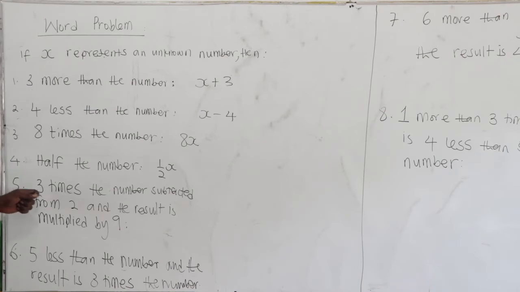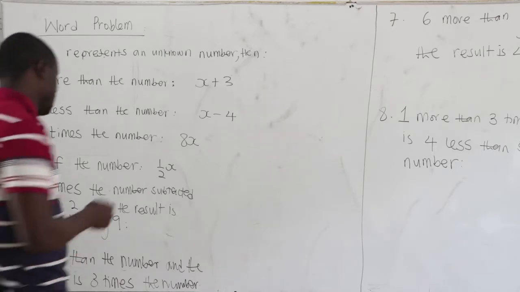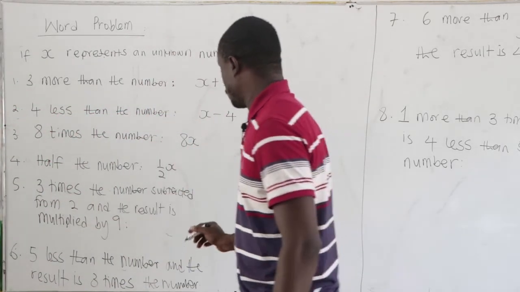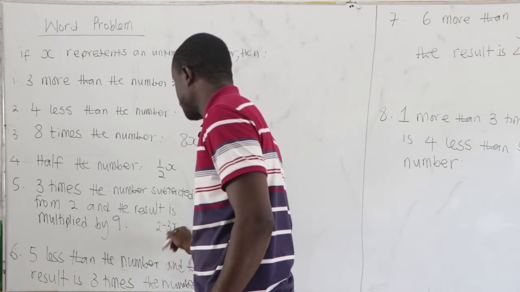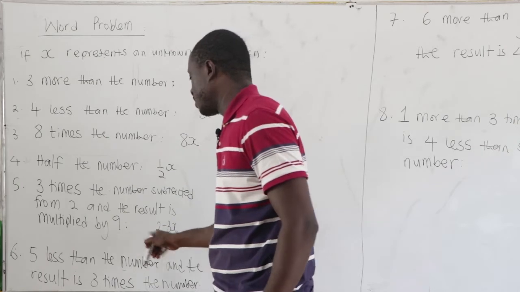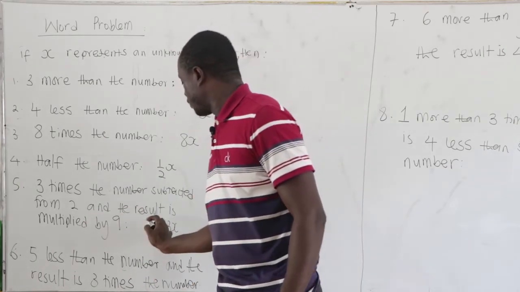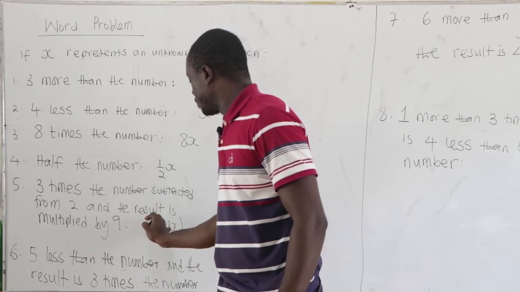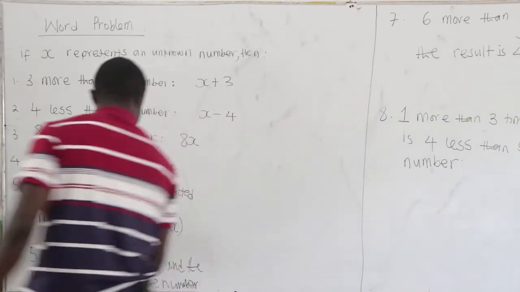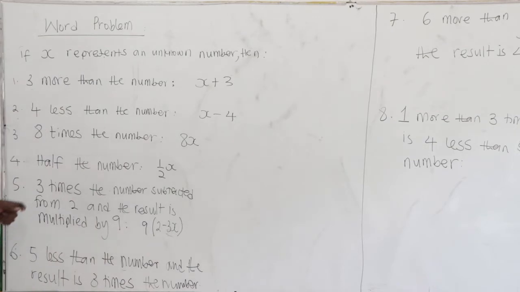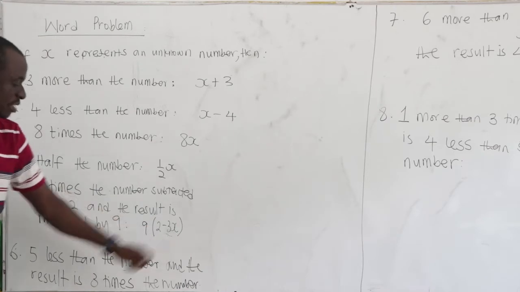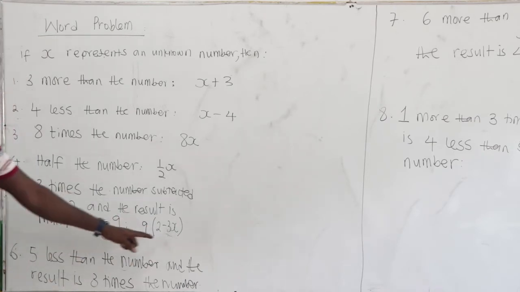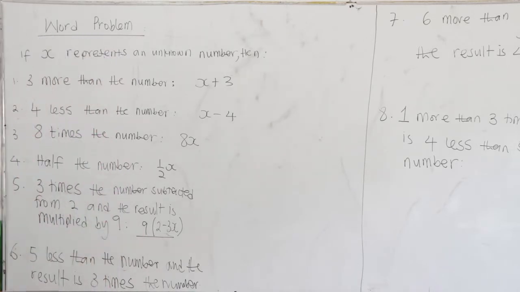Now if they say 3 times the number subtracted from 2, so what do you have? That is 2 minus 3x. Why? 3 times the number subtracted from 2, and the result is multiplied by 9. So all this result is multiplied by 9. That is very easy. Let's go through again. 3 times the number, so that's 3x, subtracted from 2, so that's 2 minus 3x, and the whole result is multiplied by 9. So we present it in this form.